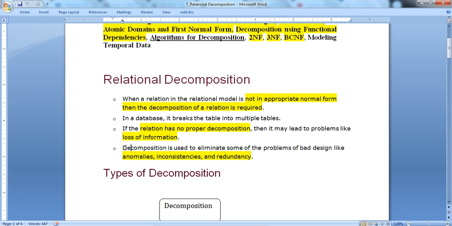Decomposition is done to remove some types of anomalies, like insert, update, and delete anomalies, or inconsistency in a database, or redundancy of the data. Decomposition is used for this type of bad design. It means two scenarios: if we decompose the table, there may be a loss of information, or the decomposition is useful to reduce or remove problems related to bad design.